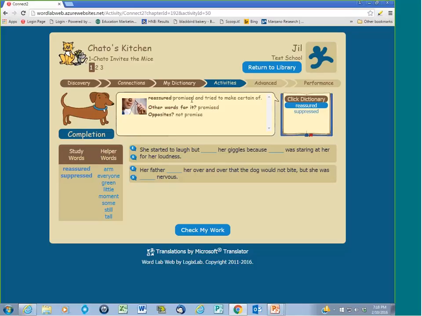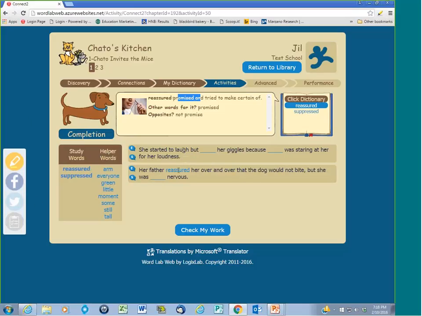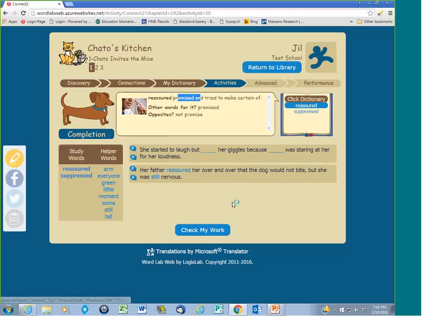It says reassured means promised. So she started to laugh, but promised her giggles, because that doesn't work. Her father promised her, reassured her, over and over that the dog would not bite, but she was... So I'm going to look down here for a word that would fit here. Now I can listen to it and see if that makes sense. Her father reassured her over and over that the dog would not bite, but she was still nervous. It really helps to listen and see if it makes sense.